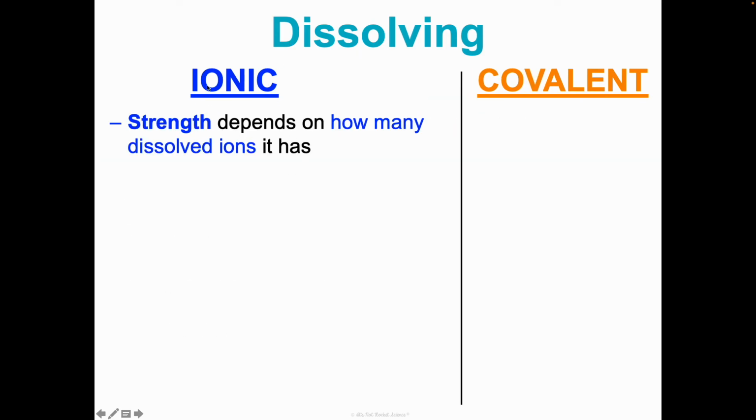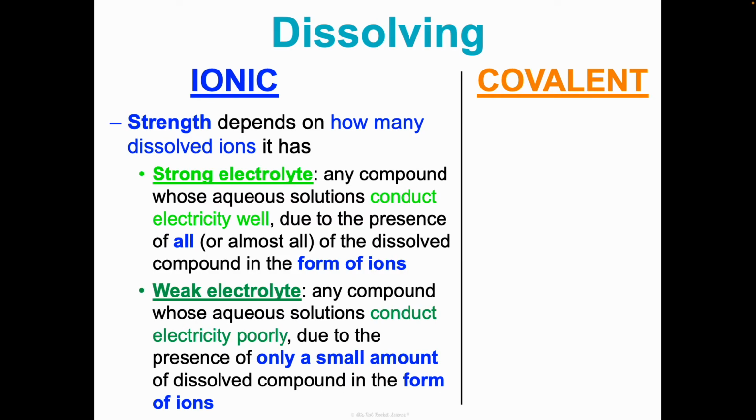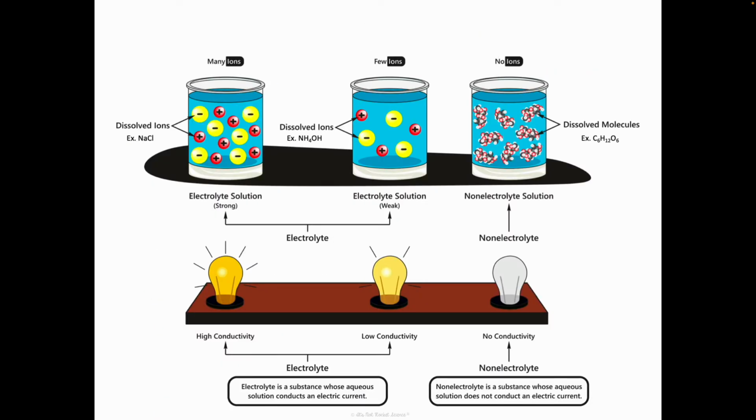For ionic substances, the strength of the ability to conduct electricity depends on how many dissolved ions it has. A strong electrolyte solution would conduct electricity well because all or almost all of the dissolved compound would have dissociated into ions. Whereas a weak electrolyte would conduct electricity but poorly because only a small amount would have dissociated into ions. Let me show you a picture that's going to make this make way more sense.